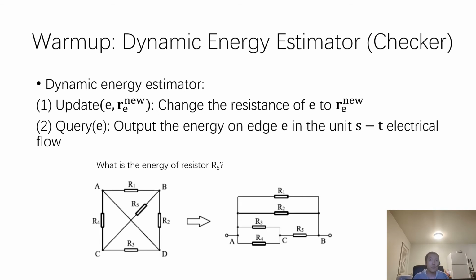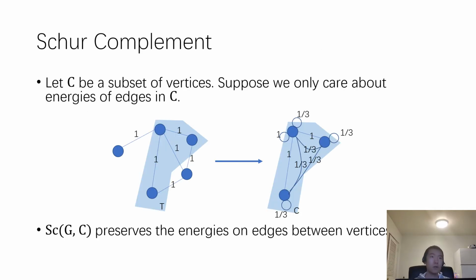Let's first think about this on a static graph. We have physics formulas for resistors in parallel and in series. By these formulas, we can combine many resistors into one, decreasing the number of resistors. And after such an operation, the electrical circuit is equivalent, which means that the energies on the remaining resistors do not change. We would like to do similar things on our graph. We want an equivalent graph on a subset of vertices which preserves the edge energies. So this is called the Schur complement. The picture shows what a Schur complement looks like.